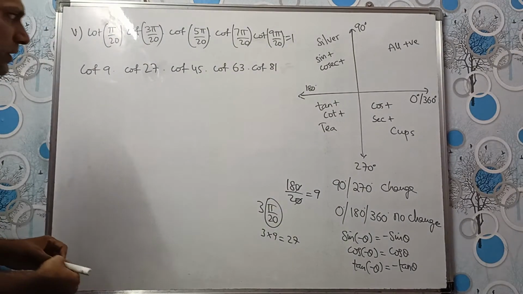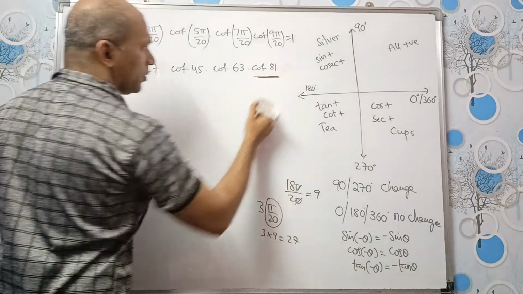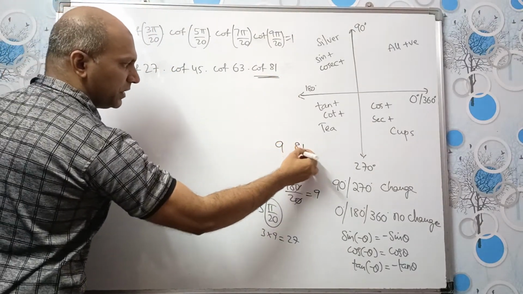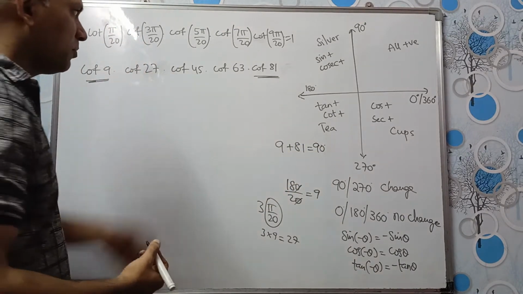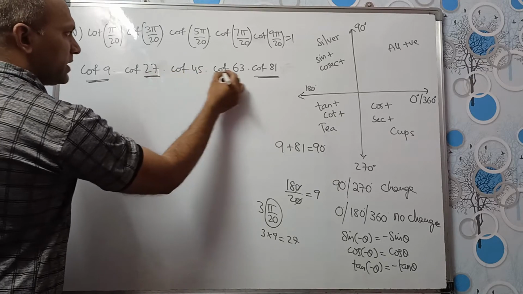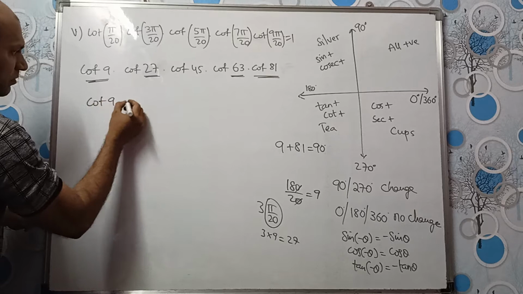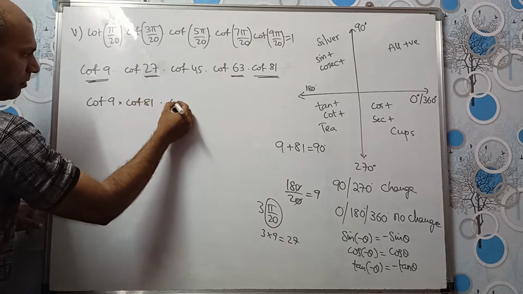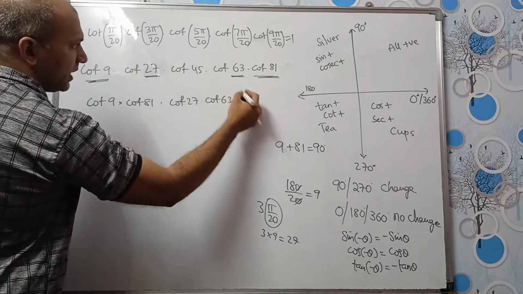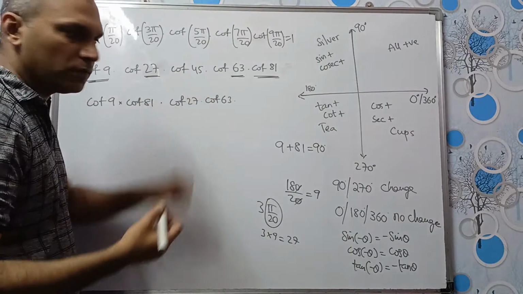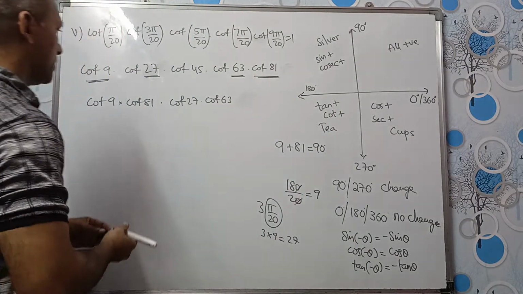Now in the 10th standard we have a similar problem. See, these two are complementary angles, right? 9 and 81 are complementary. If we add, we'll get 90 degrees. So let us write these complementary angles together. And 27 and 63 are also complementary, right? So let us write it together. Cot 9 multiplied by cot 81 multiplied by cot 27, cot 63, and finally we have cot 45. Cot 45 is equal to 1, right? Multiplied by 1. So we can remove that because it is multiplication only, right?